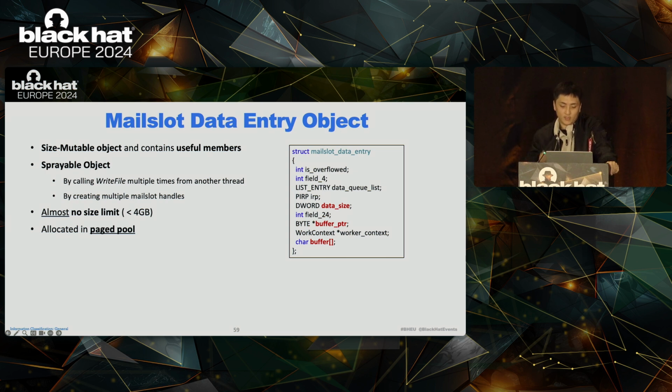Another important point is that this object doesn't have a size limit. Data size is 4 bytes, meaning that it can handle up to 4 gigabytes, which is more than enough for most of the heap exploits. Finally, because this object is allocated in the paged pool, it becomes a feasible option for exploiting our vulnerability.